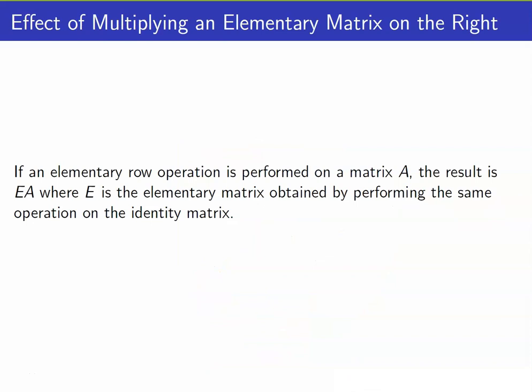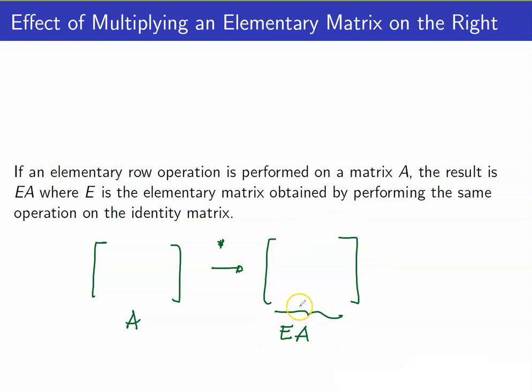Here is a theorem that generalizes the result that we had earlier. If an elementary row operation is performed on a matrix A, the result is EA, where E is the elementary matrix obtained by performing the same operation on the identity matrix. What this is saying is, for example, we have your matrix here. This is A, and then you perform some operation here. And this matrix that you obtain here is simply the matrix A multiplied by the elementary matrix, where this elementary matrix is the matrix obtained from the identity by performing this same operation on the identity.